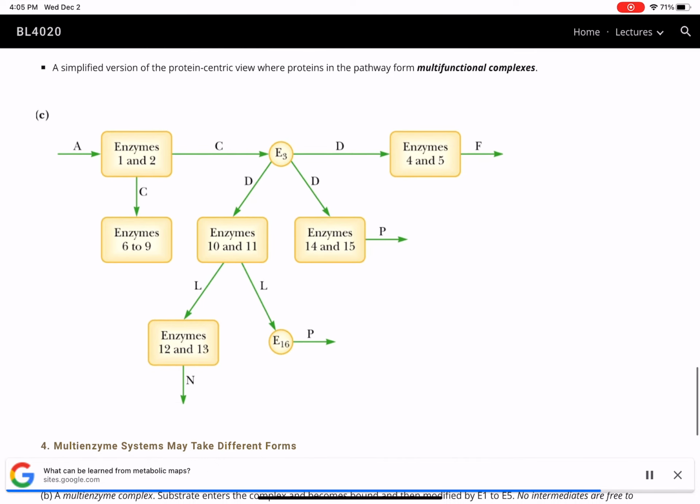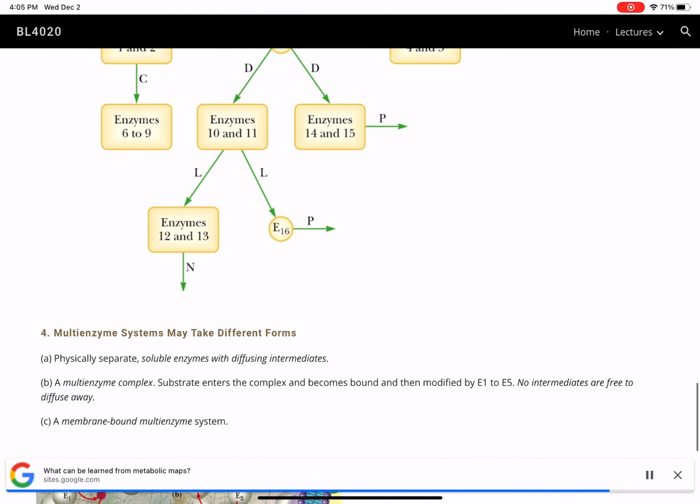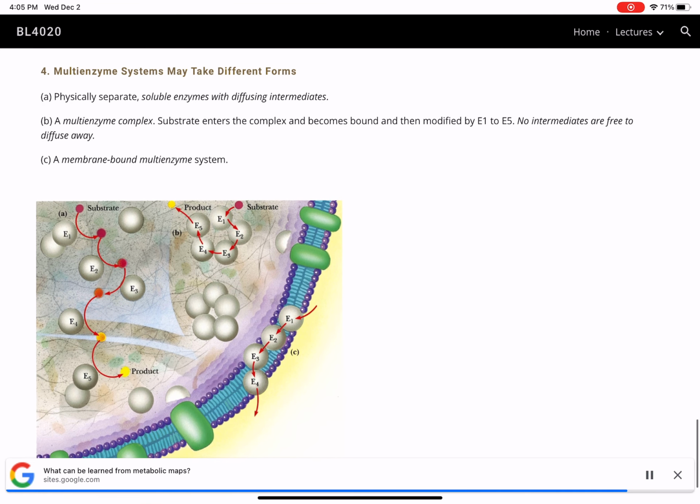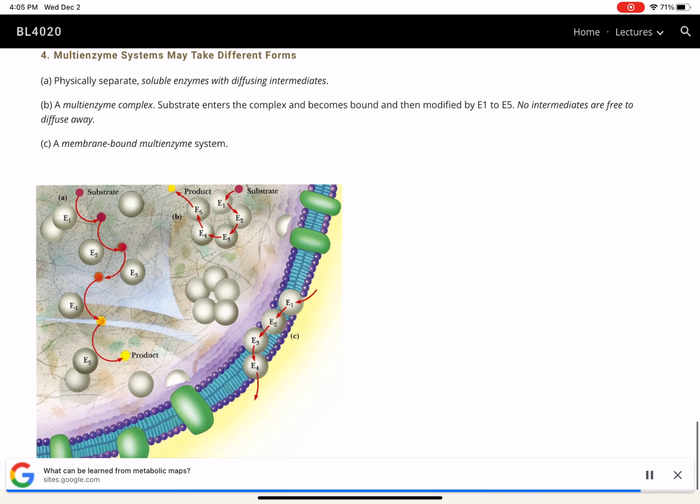4. Multi-enzyme systems may take different forms. A. Physically separate, soluble enzymes with diffusing intermediates. B. A multi-enzyme complex. Substrate enters the complex and becomes bound and then modified by E1 to E5. No intermediates are free to diffuse away. C. A membrane-bound multi-enzyme system.